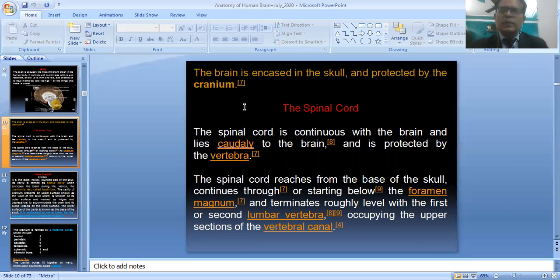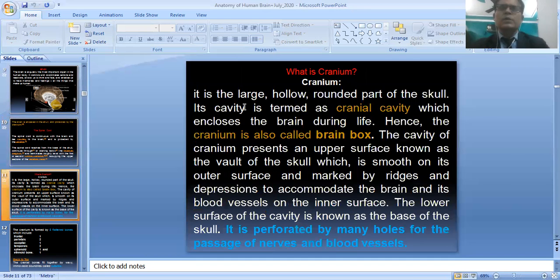So we are having different types of vertebra. First thing is that, in detail, I'm telling you what is a cranium, as we discussed earlier. This is the brain, my dear, this is the skull. Inside the skull we are having cranium. So in detail I'm telling you what is cranium exactly.